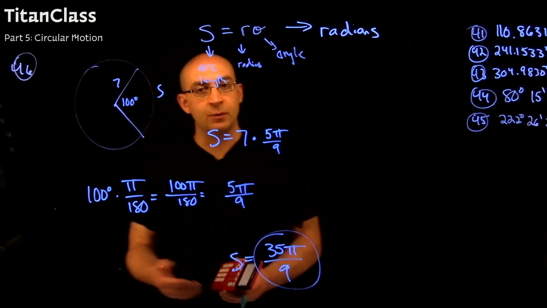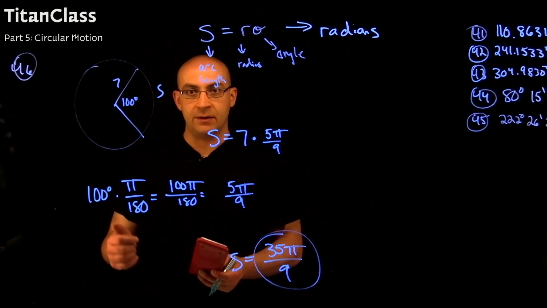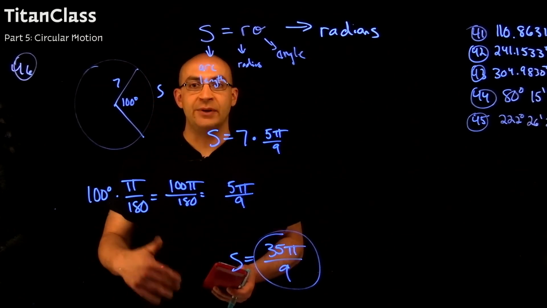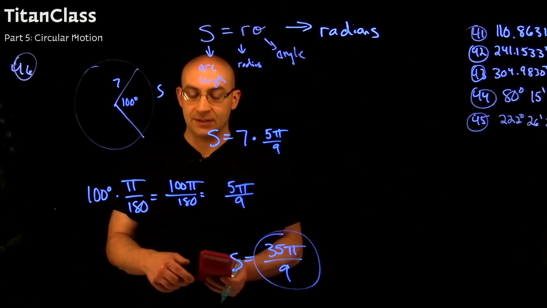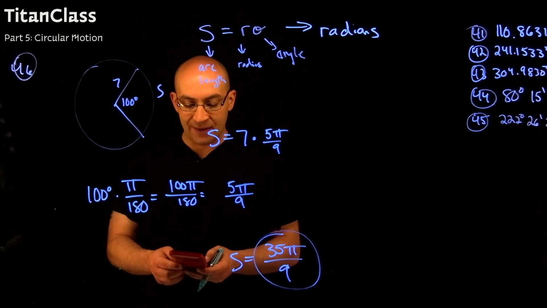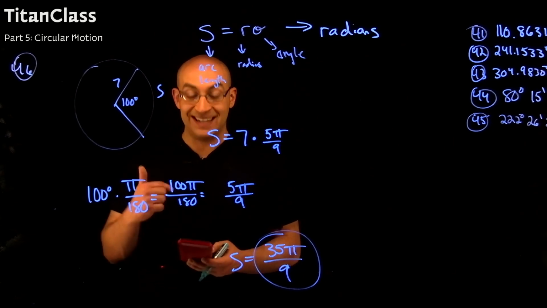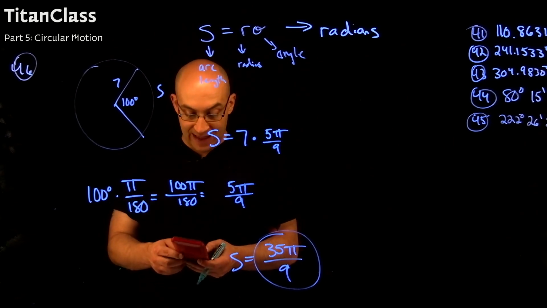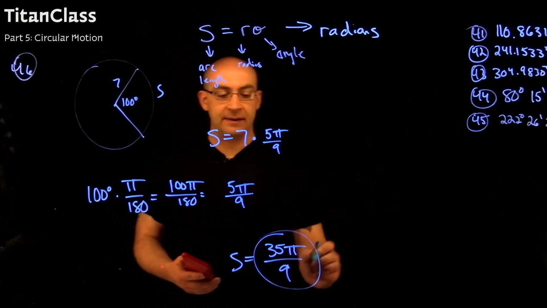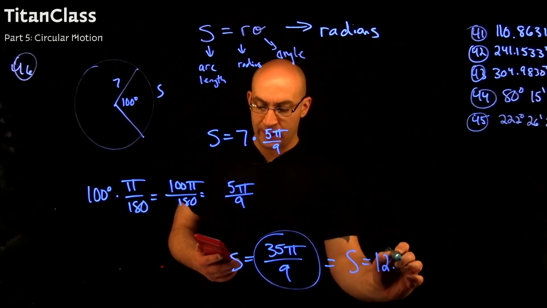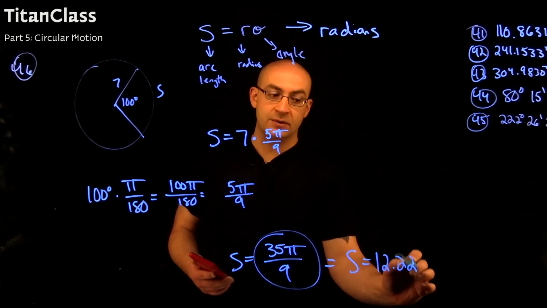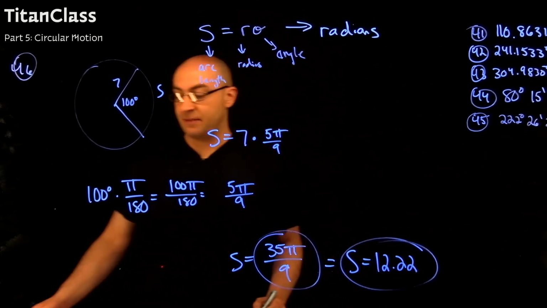In your calculator, though, be really careful. Don't hit 35 pi divided by 9, because your calculator is going to do 35 times whatever pi divided by 9 is. So we'll do 35 times pi first. Hit enter. Then divide that by 9. And we're getting our final answer. The arc length is going to be 12.22. We'll round to the hundredths place. So that's my value. That's my final answer.